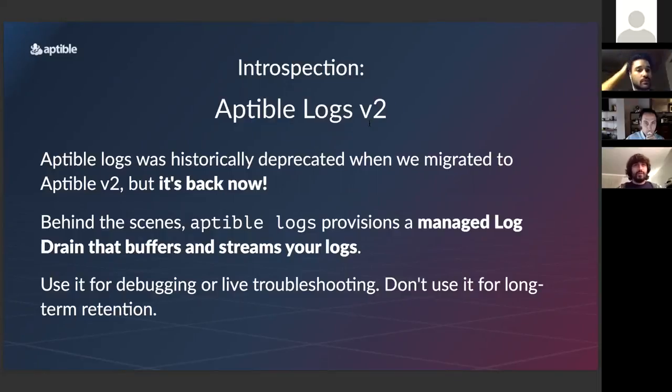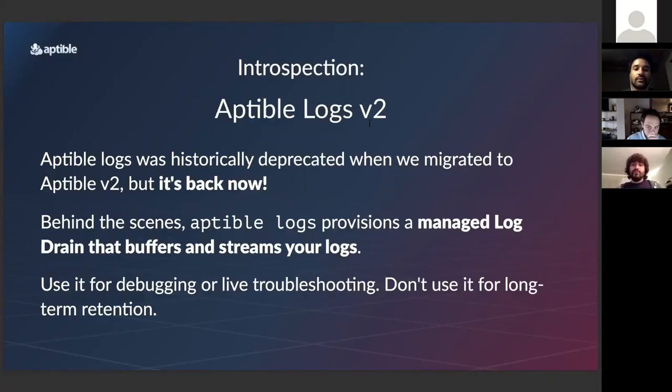Talking a little bit about how this works, Aptible Logs will provision a log train for you that essentially buffers your logs for a little bit and then streams them as soon as you connect to Aptible Logs. The first thing is it's pretty convenient. If you want to see exactly what's getting into your log trains, Aptible Logs on V2 will always see the exact same thing because it is a log train in the first place.